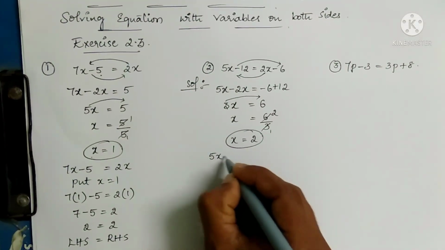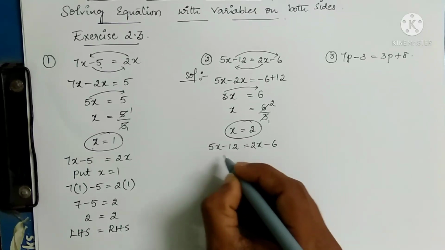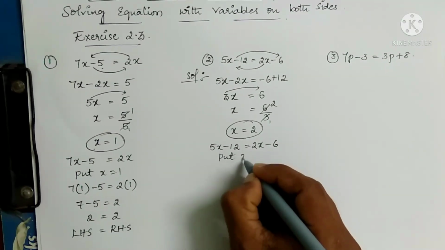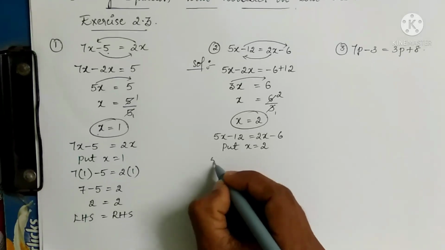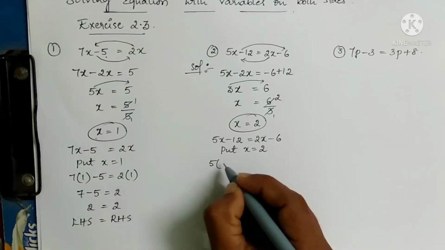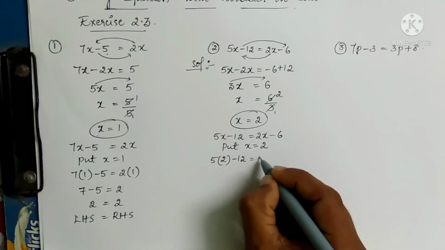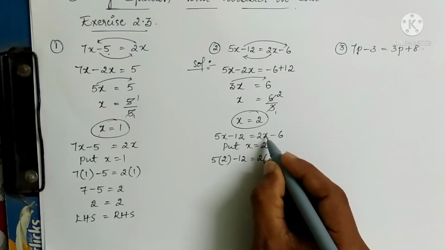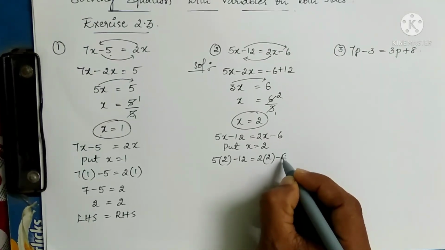So the equation is 5x minus 12 is equal to 2x minus 6. So what is the value of x? Put x equal to 2. So in place of x we have to substitute a 2. 5 into 2 minus 12, as it is, which is equal to 2 into, what is the value of x? x is 2, minus 6.